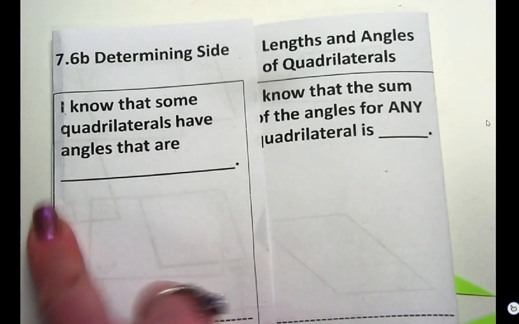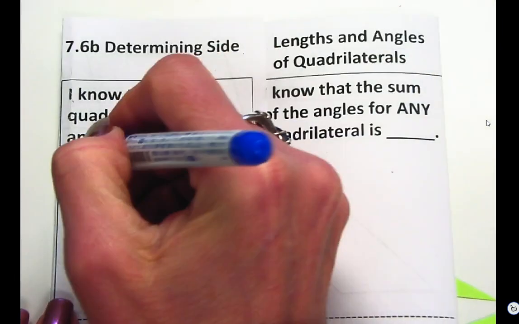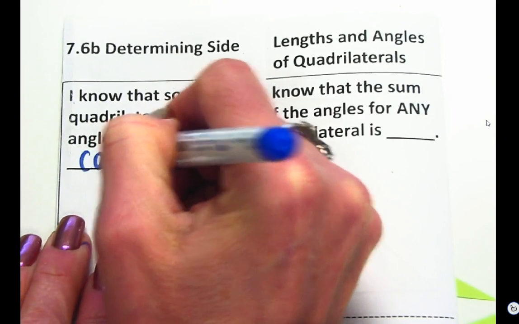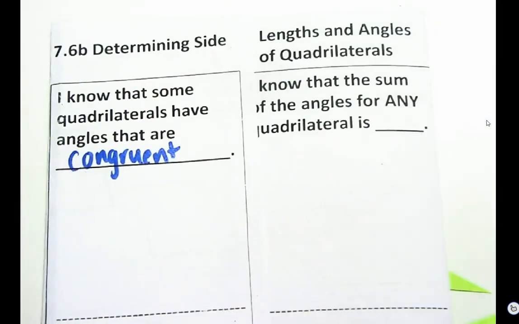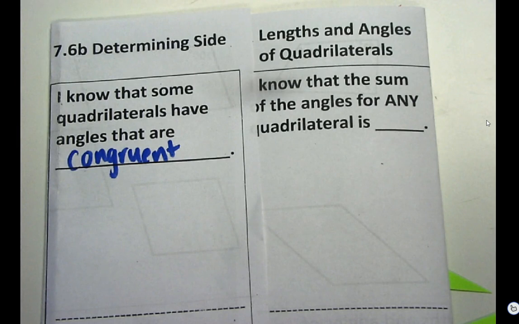I know that some quadrilaterals have angles that are congruent. That's the first thing we're going to look at. We're going to look at congruent angles just like we did at the beginning of class today. Because we know that angles are congruent, we can find missing angles. We can find the angles that are congruent to the others to get their measurements.